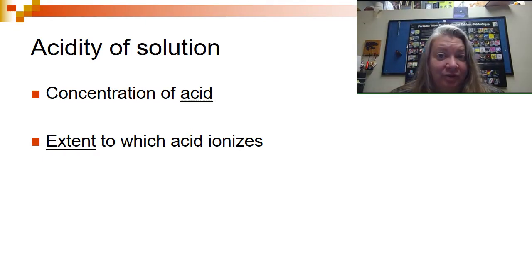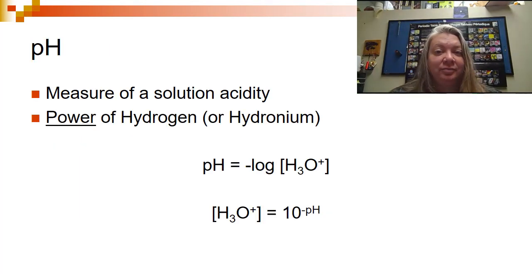The acidity of a solution depends on two things. Number one, it depends on the concentration of the acid. So if you have a 6 molar acid versus a 1 molar acid, how much of the acid are you putting into water? The second part is, whenever you put that acid in water, how much does the acid actually break apart or dissociate or ionize? Now, we take that strength of the concentration and the amount it ionizes. We consider both of those when we look at pH.